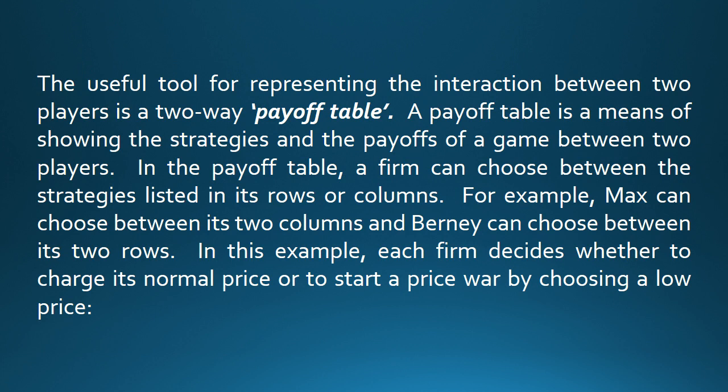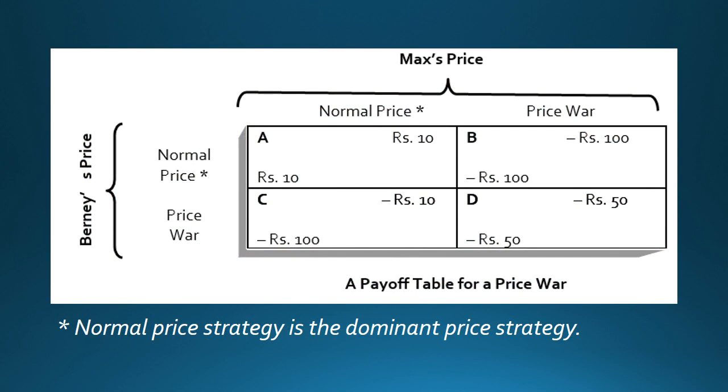A payoff table is a means of showing the strategies and the payoffs of a game between two players. In the payoff table, a firm can choose between the strategies listed in its rows or columns. For example, Max can choose between its two columns and Bernie can choose between its two rows. In this example, each firm decides whether to charge its normal price or to start a price war by choosing a low price. Normal price strategy is the dominant price strategy.